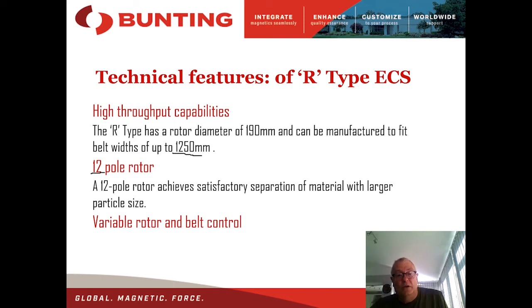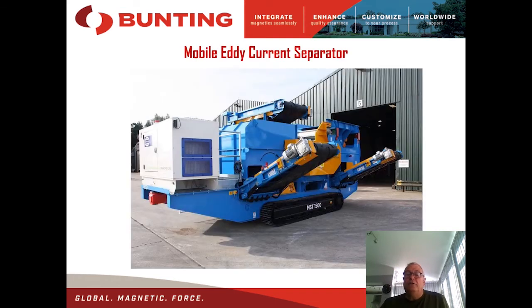And normally this will come with a variable rotor and belt speed control, because the applications are slightly more challenging than the can sorter applications. The final option we can offer is a mobile eddy current system, which is mounted on Caterpillar tracks and comes basically ready to run on site and move around a site if you are on a reclamation site, for example, and moving around clearing the ground clearance and recovering material from it.